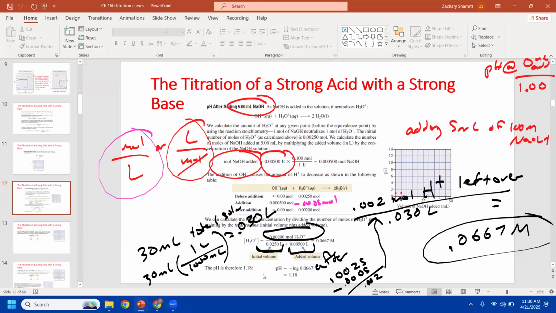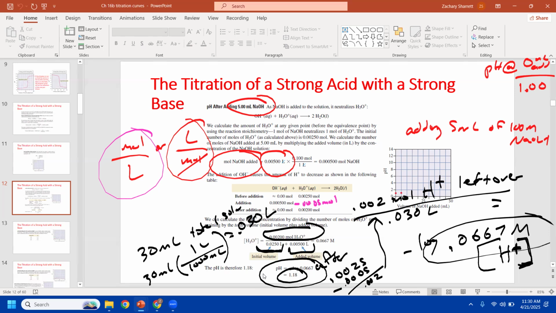And now how do we find the pH at this point? This is the H plus concentration. How do we find the pH of 0.0667 molar H plus? Emma? Very good. We just take the negative log of 0.0667, and that gives us a pH equals 1.18. Does it make sense that the pH went from 1 to 1.18 when we added some base to it? Everybody agree with that? So you feel confident about that, okay?